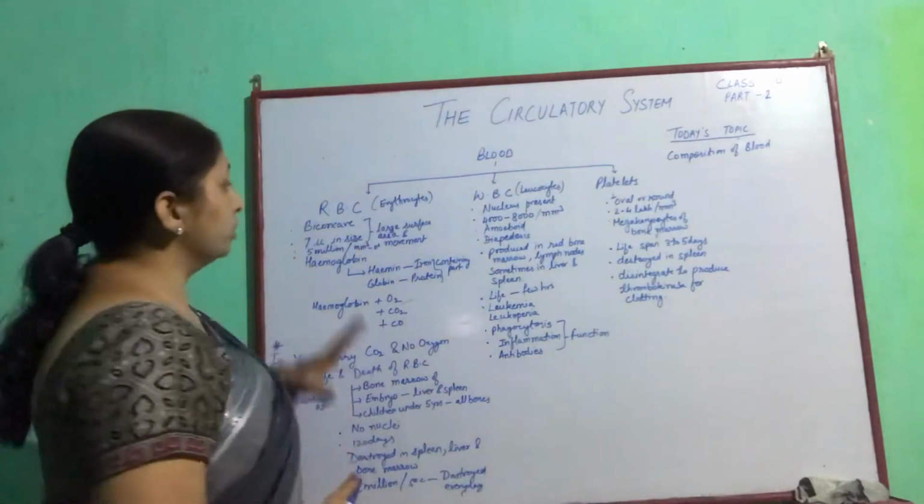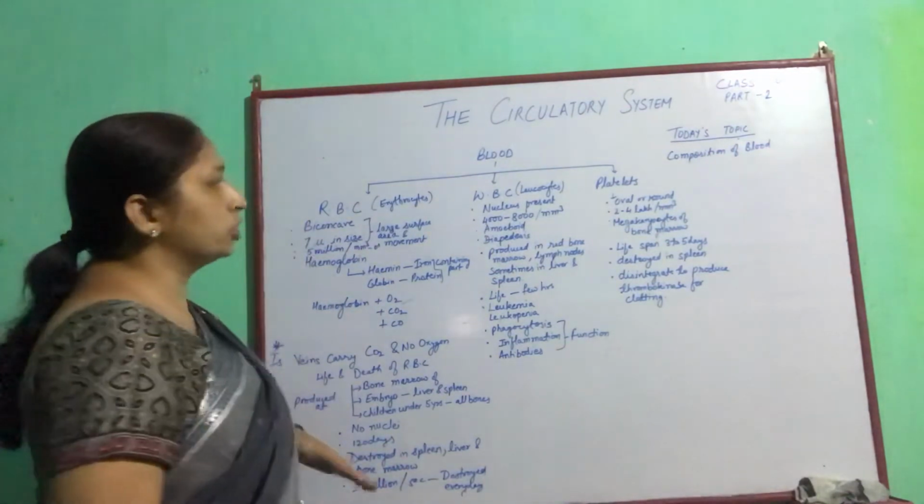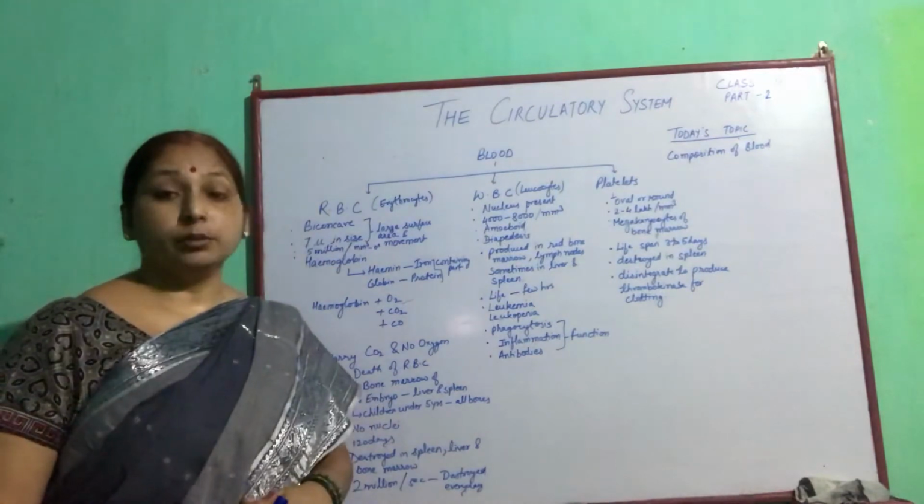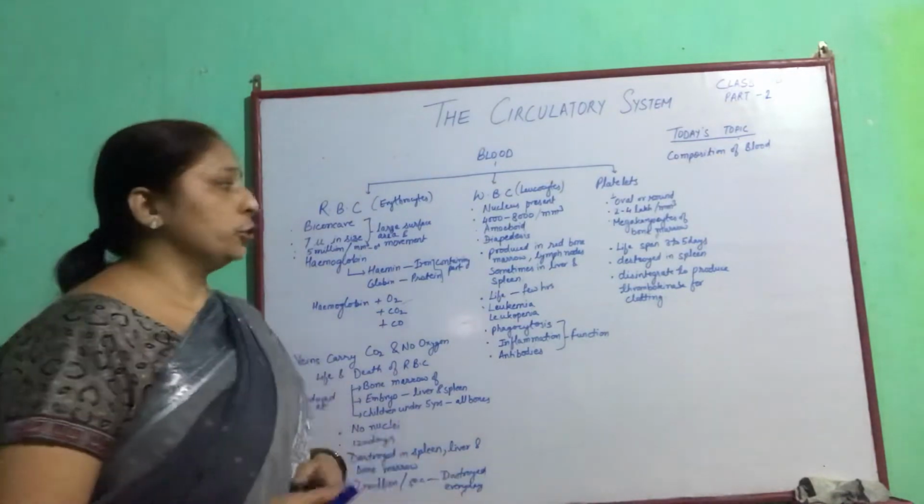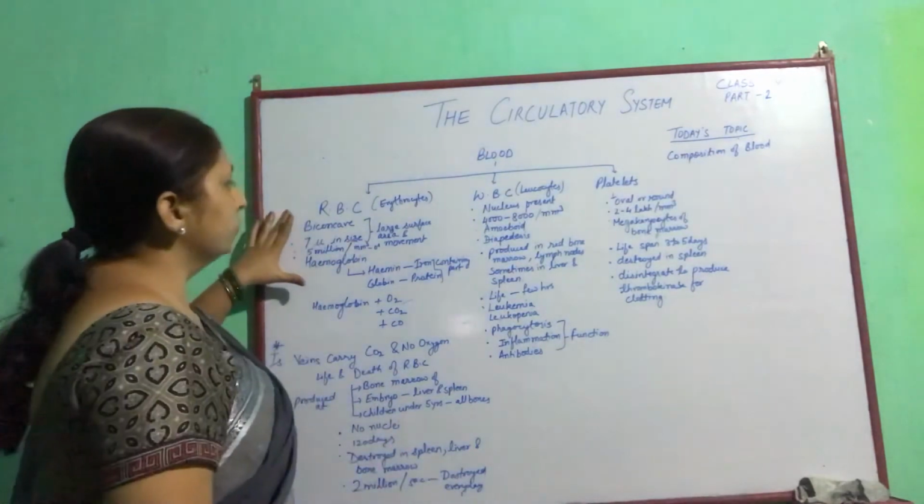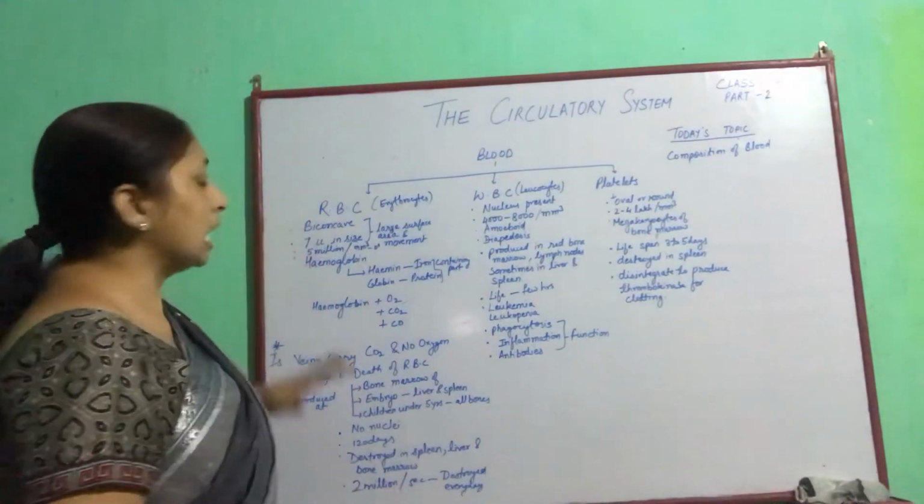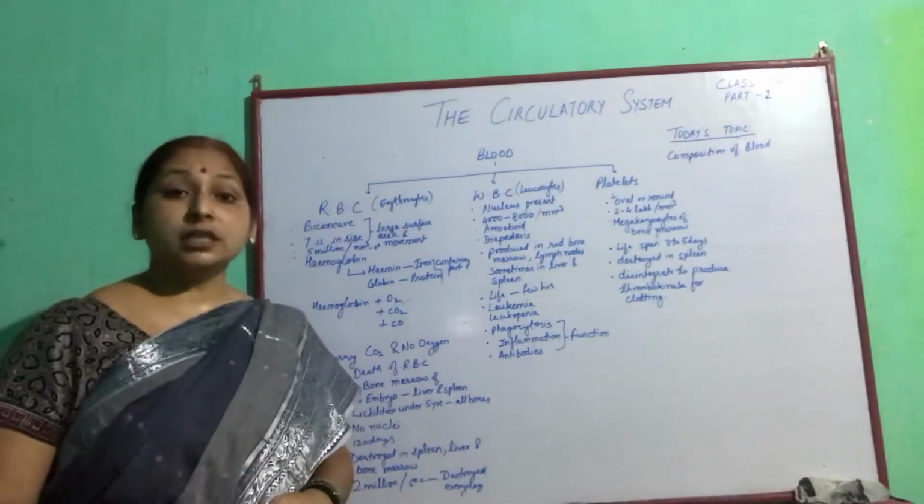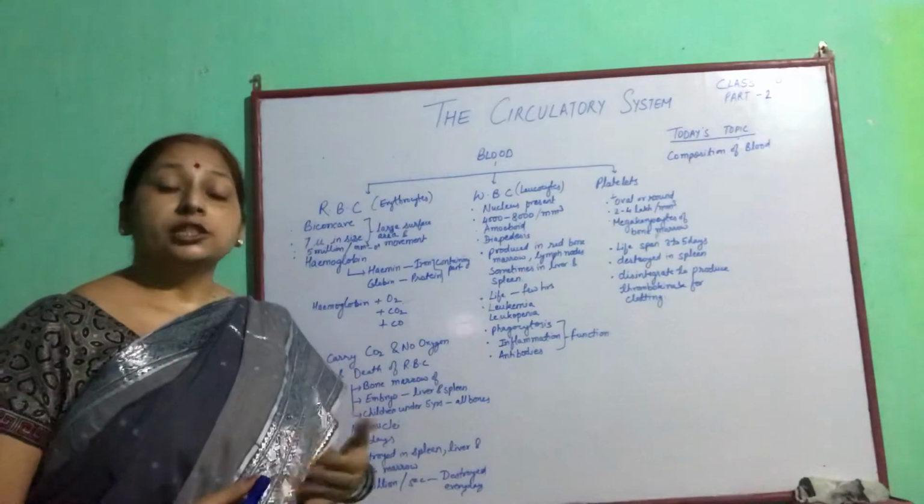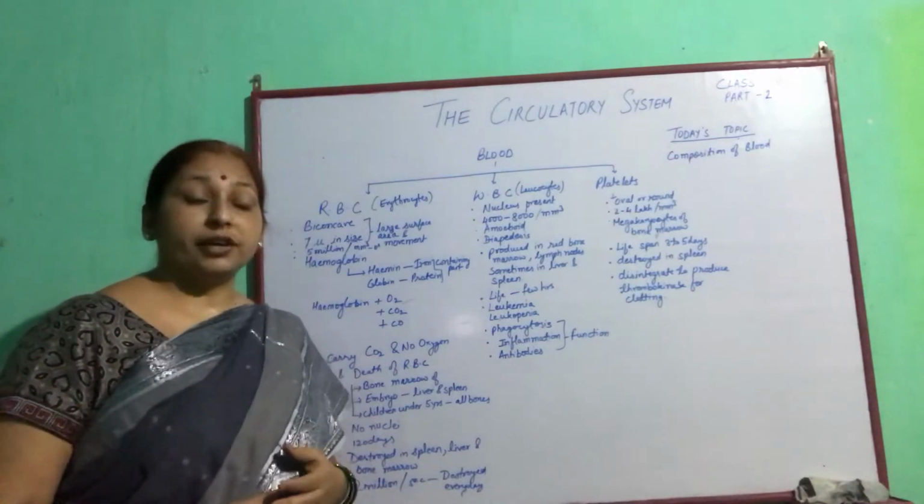The composition of blood contains three main components: RBC, WBC and platelets. This you all know. So let's start with the first component, which is RBC. First is the shape of RBC. Shape of RBC is biconcave.